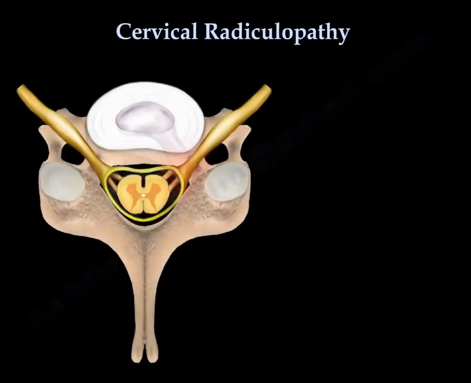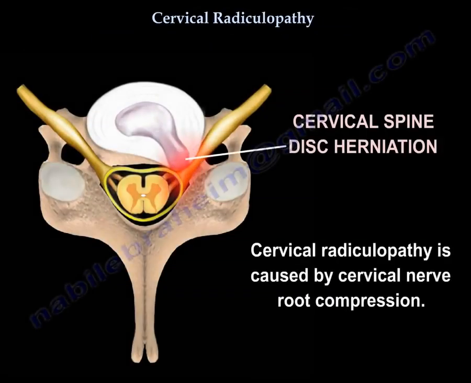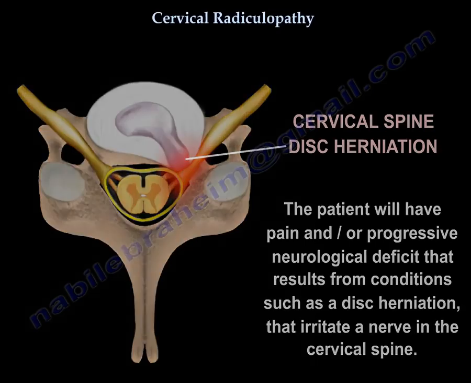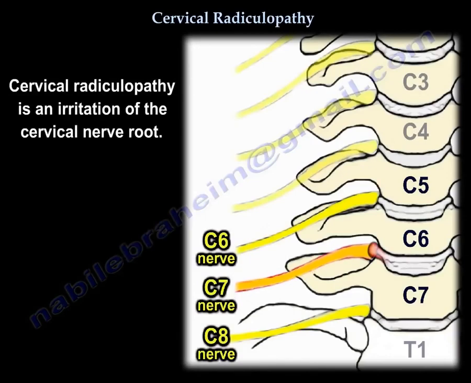Cervical radiculopathy. Cervical radiculopathy is caused by cervical nerve root compression. The patient will have pain and/or progressive neurological deficit that result from conditions such as disc herniation that irritate a nerve in the cervical spine. So cervical radiculopathy is an irritation of the cervical nerve root.